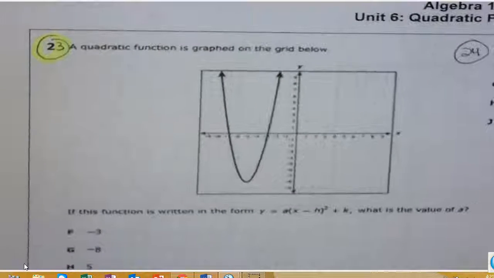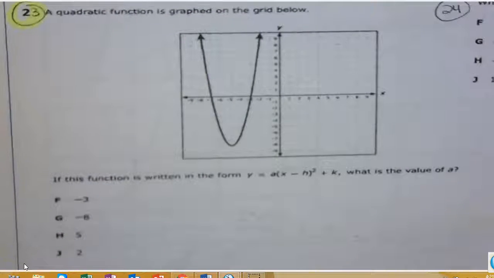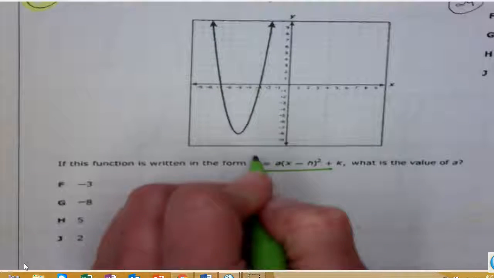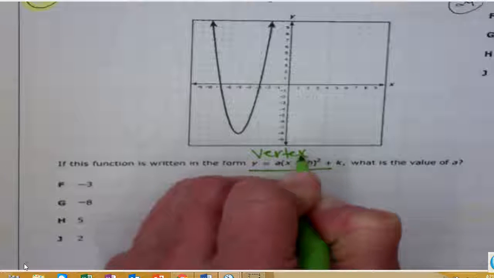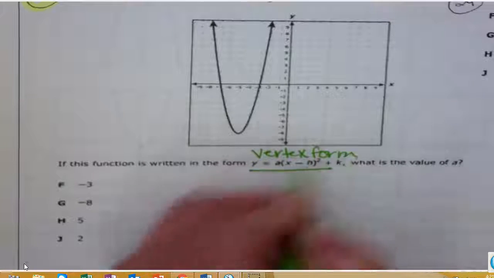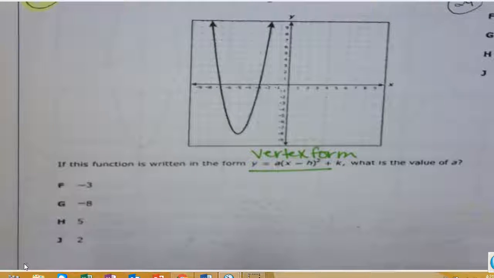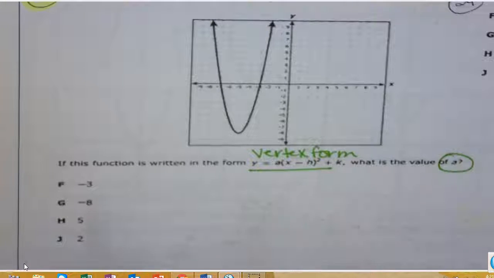Almost done. Here, the quadratic function graph is on the grid below. If this function is written in vertex form, right, this is vertex form. This is the form that we actually like. Even though it looks kind of crazy with these letters, this is the form that we like. What is the value of A?